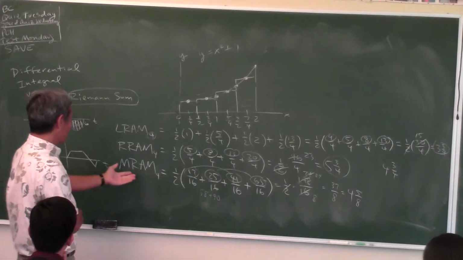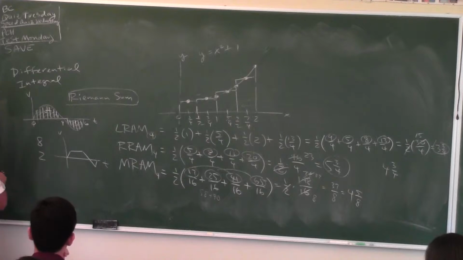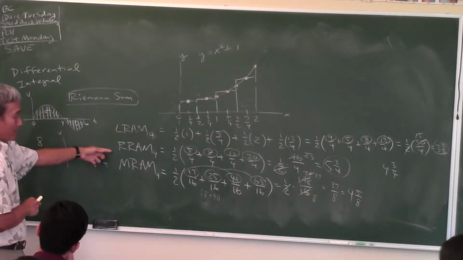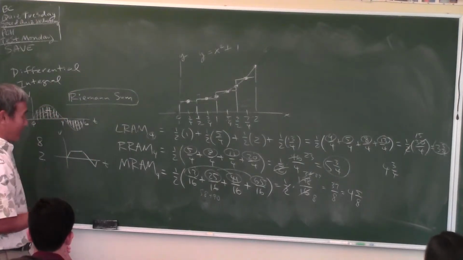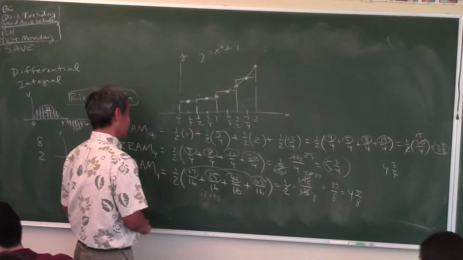Now, some of you are wondering, is there a way to figure out whether MRAM is an under or an overestimate? And the answer is no, you cannot. You only can do it if it's LRAM or RRAM. It depends on whether the function is increasing or decreasing. But MRAM, no can. So take out your calculator and I'll show you how to do it.